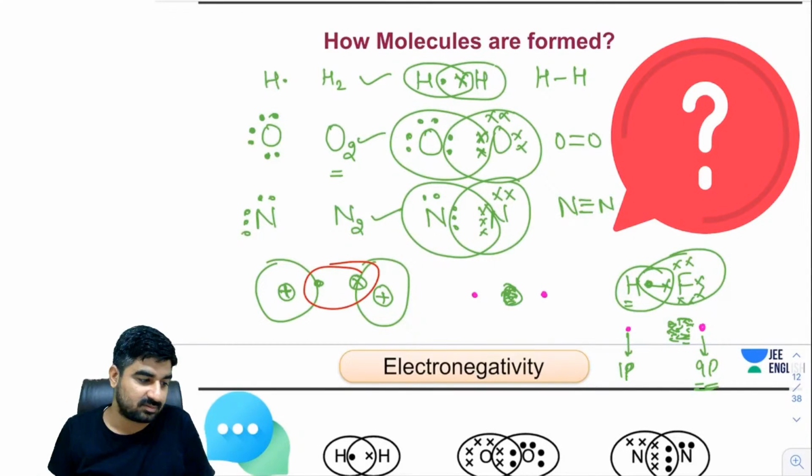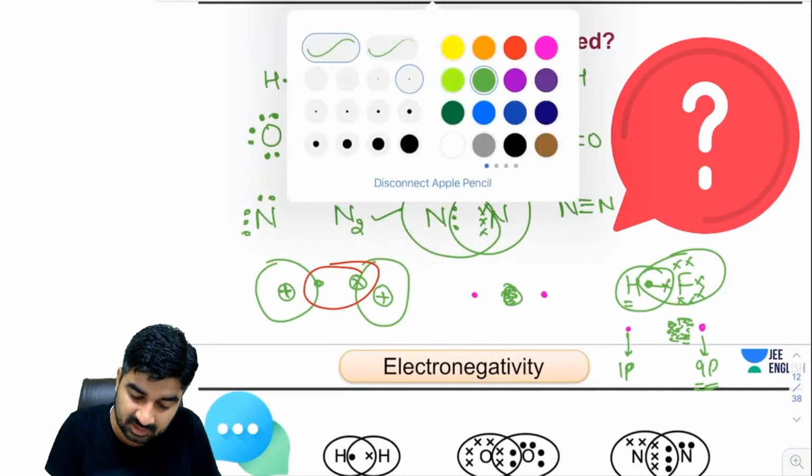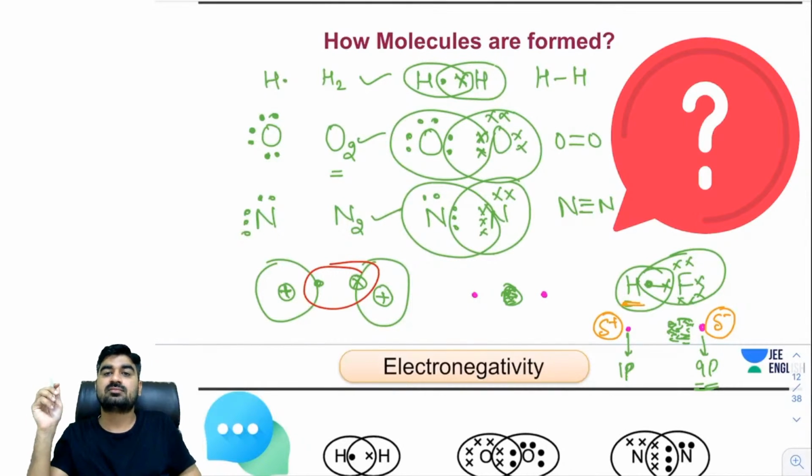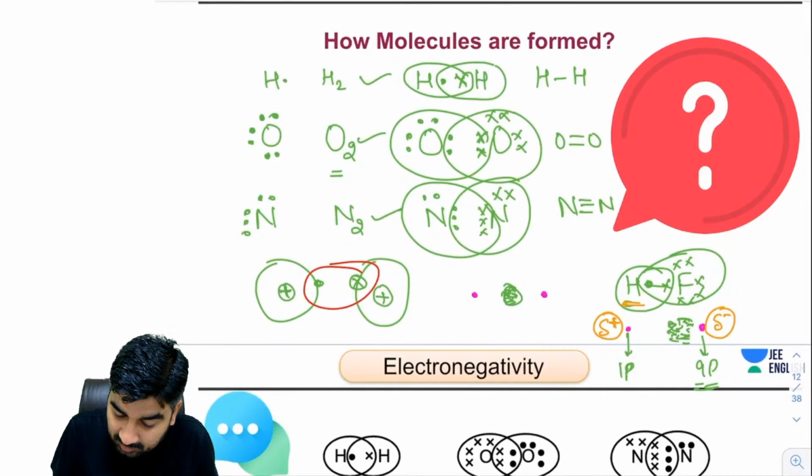As a result, there will be partial negative charge on fluorine and there will be partial positive charge on hydrogen.